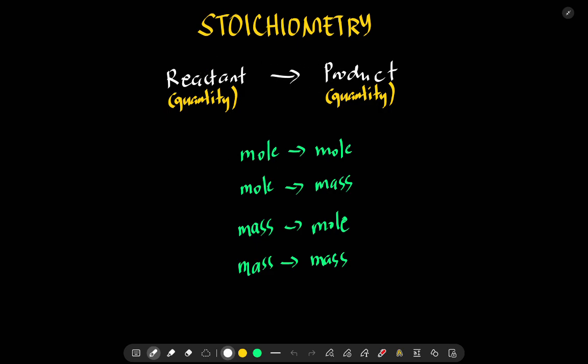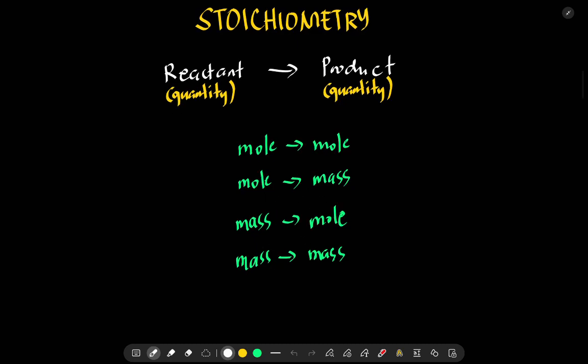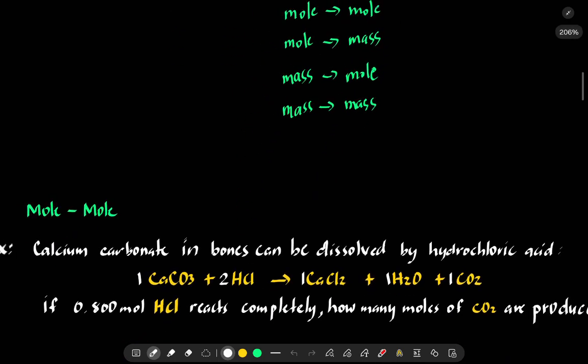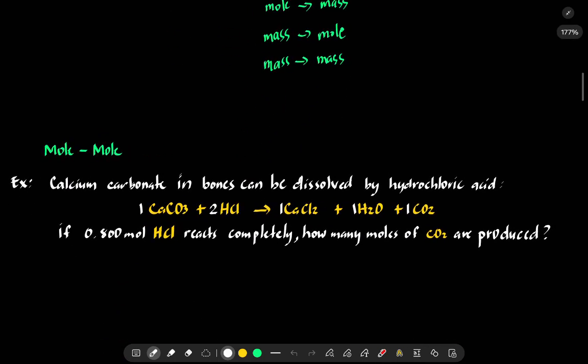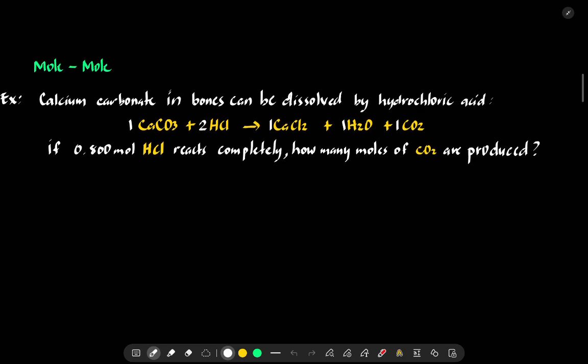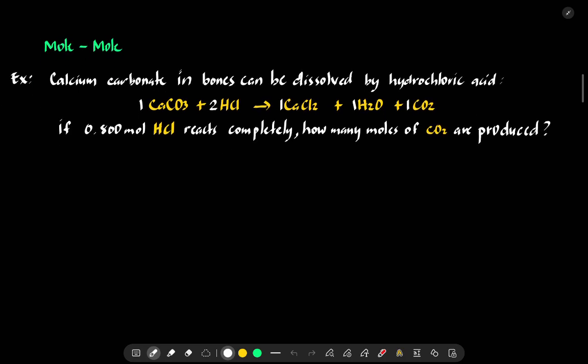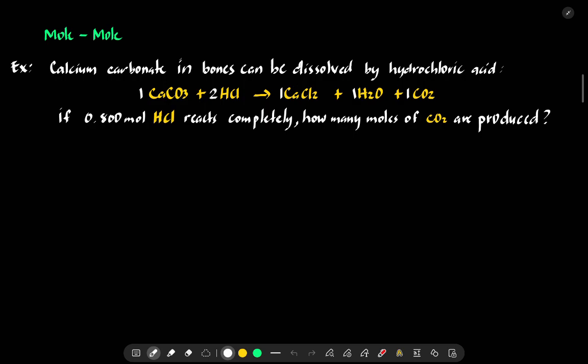So we have mole to mole, mole to mass, mass to mole, and mass to mass. Okay? Now we're going to practice by answering practice problems. First one is the mole to mole. Sa mga ganitong klase ng stoichiometric problem, ang given natin here is mole. Katulad nitong nakikita nyo. Mole ang given, tapos ang pinapakuha ng problem ay moles din.